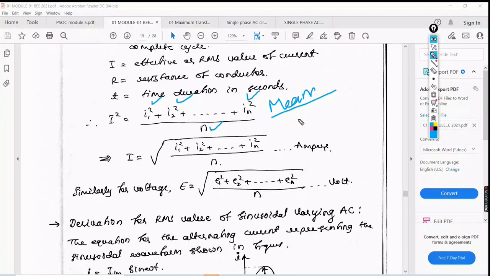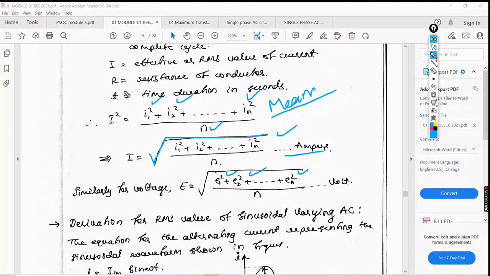Then what do I need to do? I want the root mean square value. So I take the square root of I1 square plus I2 square plus up to In square, divided by N, which gives the root mean square value for the current. Similar to that for voltages also: E1 square, E2 square, plus En square for n number of instants. If I take the square root of that value, I will get the RMS value.